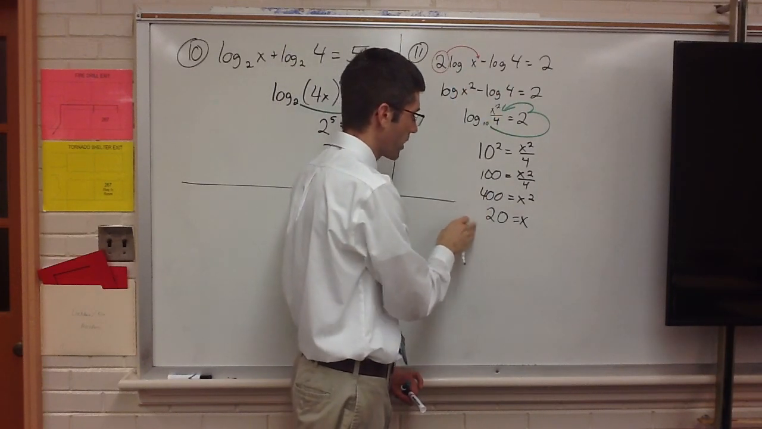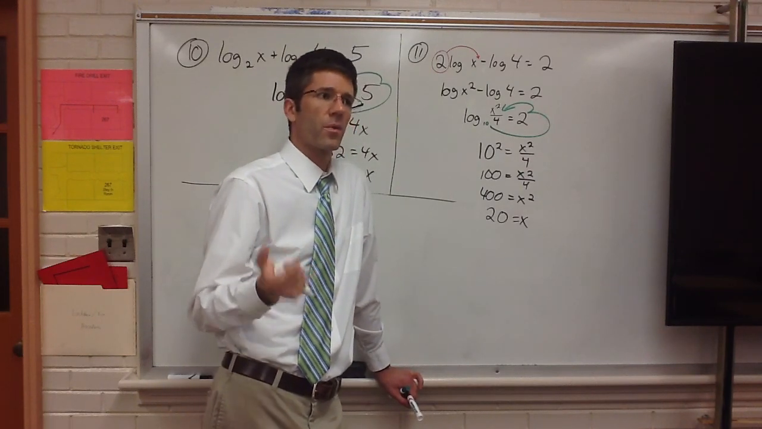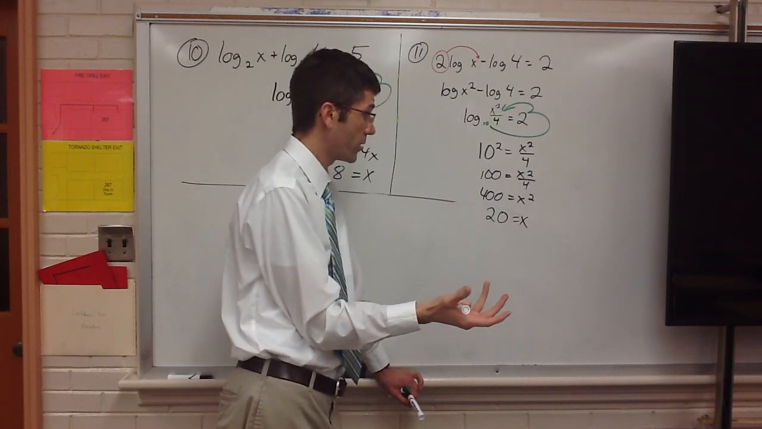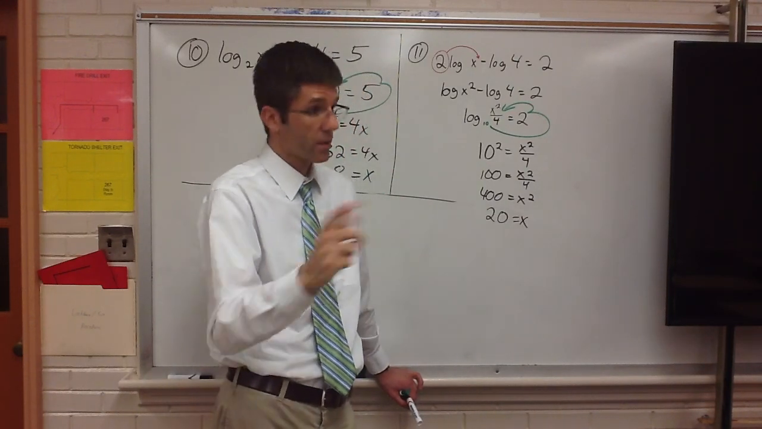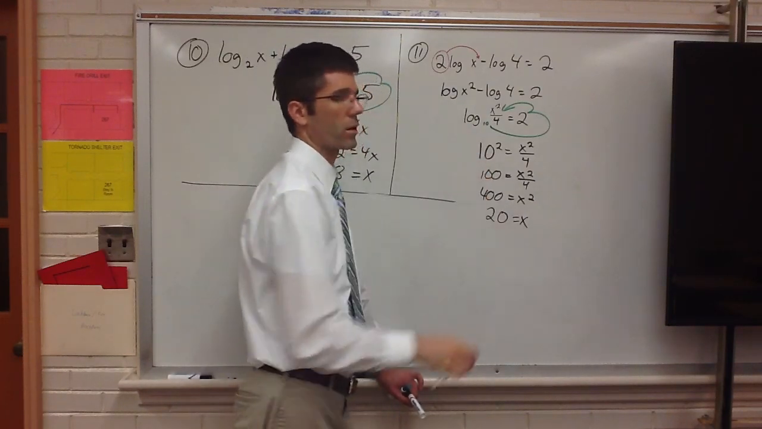Why did I even tell you that? Because it was cool. Because I want you to get in the habit of thinking, when I square root, it could be positive or it could be negative. Square root of 400 is 20, or it's negative 20, because negative 20 times negative 20 is 400. Nevertheless, negative 20 wouldn't work here.